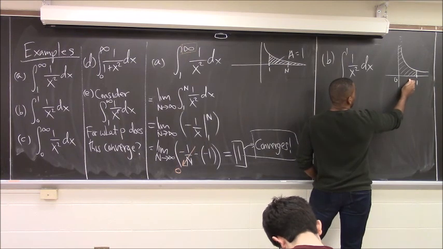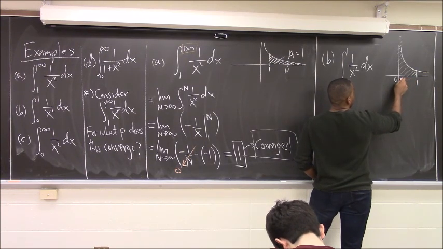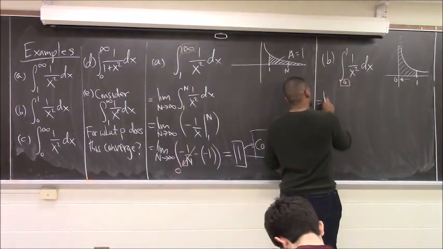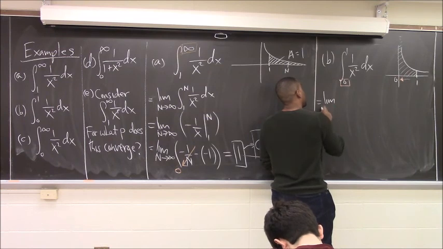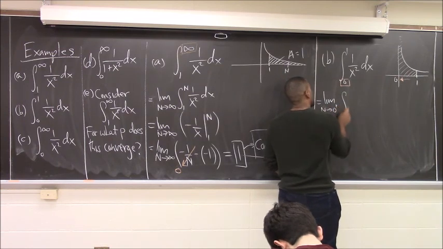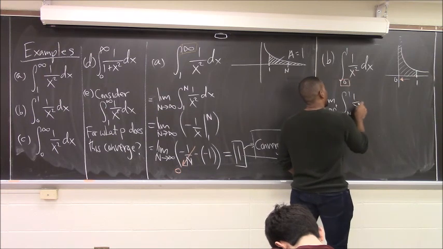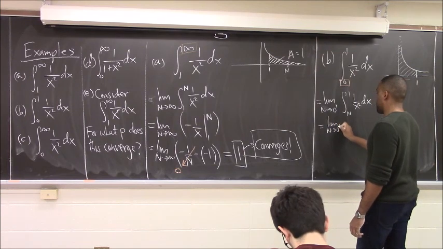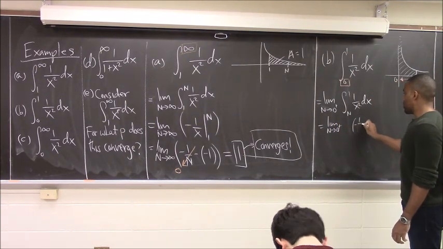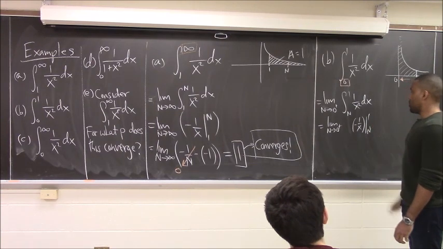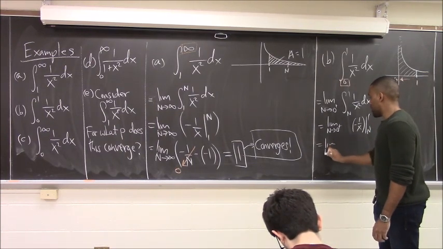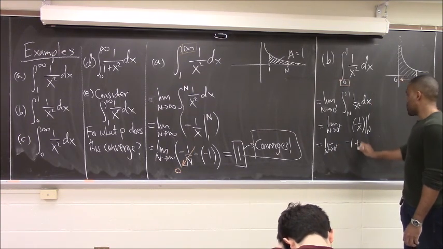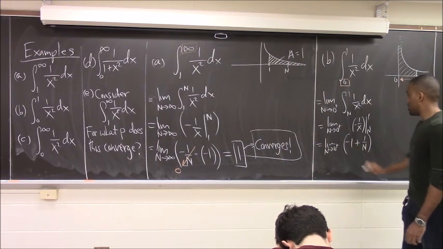Notice that the shaded region is on the right side of 0, so I need to approach 0 from the right side. So this is going to be equal to the limit as n approaches 0 from the right side of the integral from n up to 1 of 1 over x squared dx. This, of course, is going to be minus 1 over x between 1 and n. Apply the fundamental theorem of calculus. Plug in the top number, I would get minus 1, minus plug in the bottom number, I would get 1 over n.